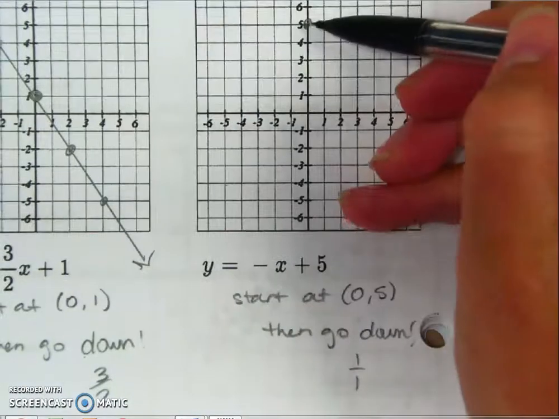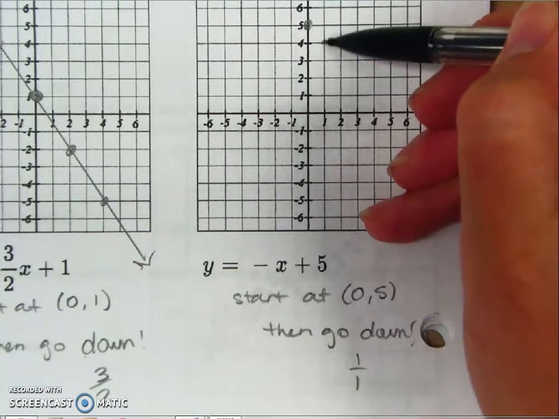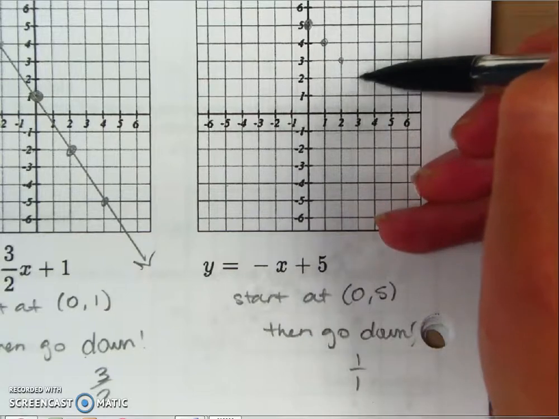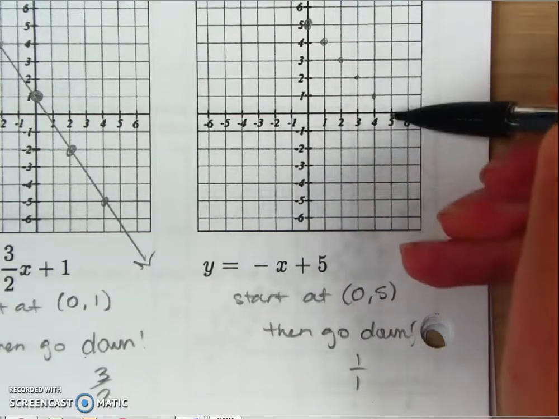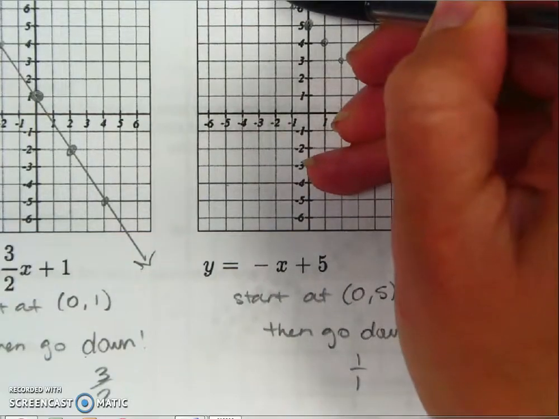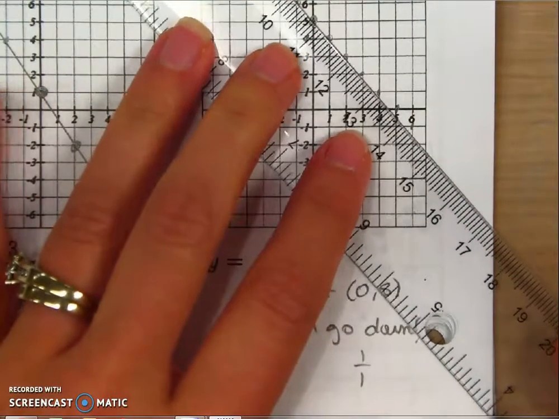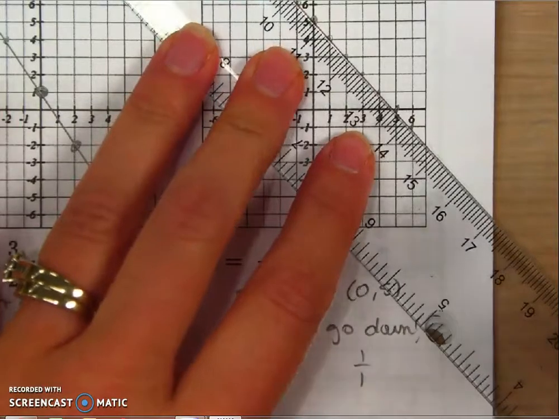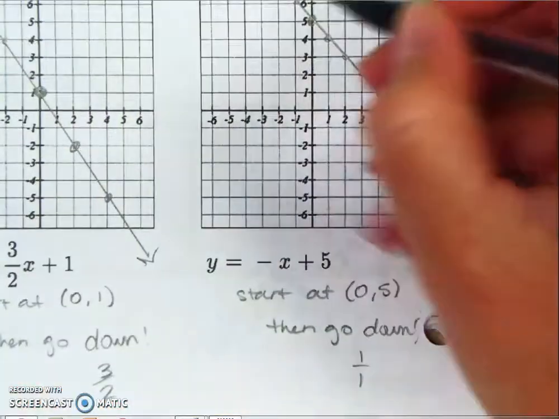So I'm going to go from there, I'm going to go down 1 over 1, down 1 over 1, so that this line goes downhill, or up and left. All right, there we go. Because we want all the points on this to be going down from left to right.